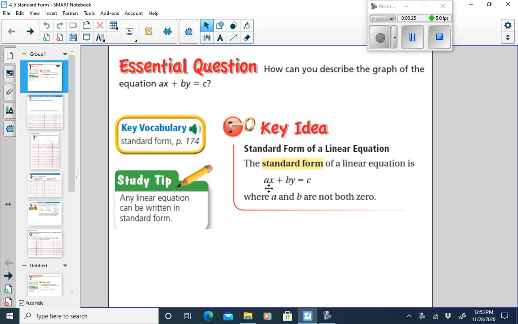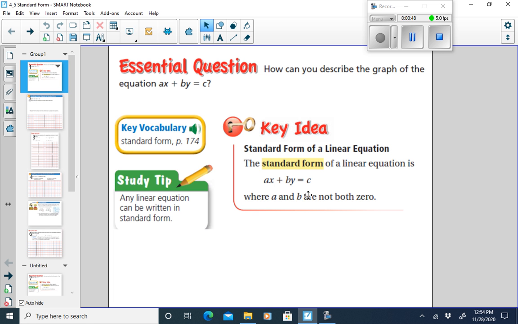We have a coefficient of x times x plus some coefficient for y times y is equal to c. ax plus by is equal to c, where a and b are both not 0.